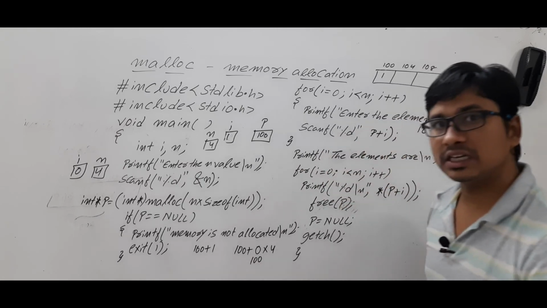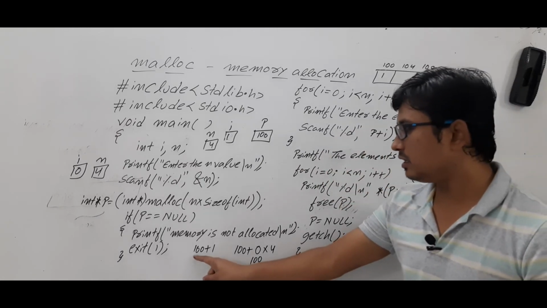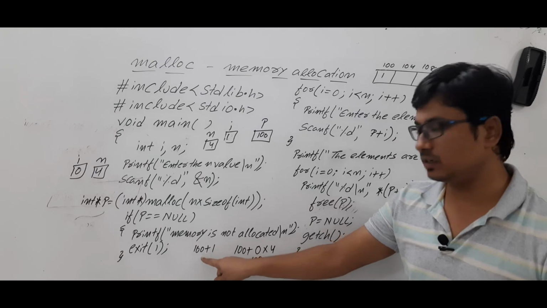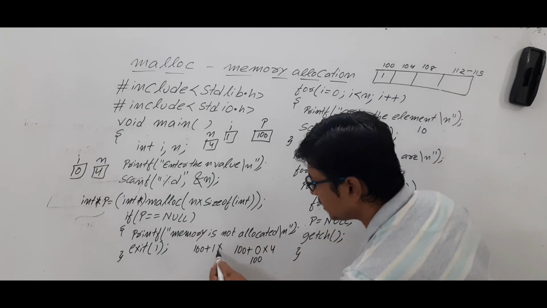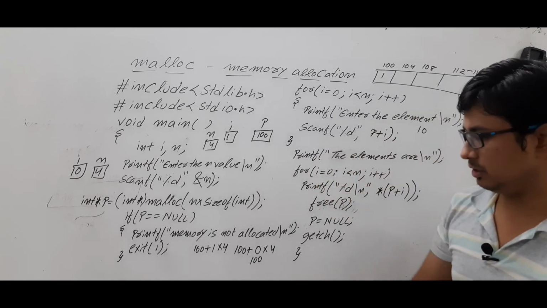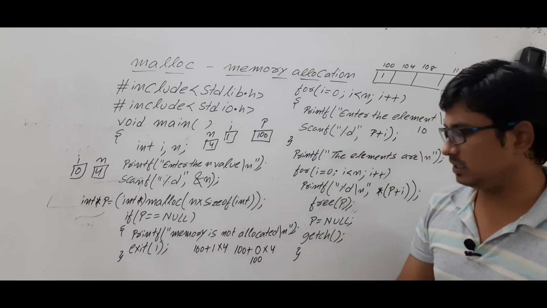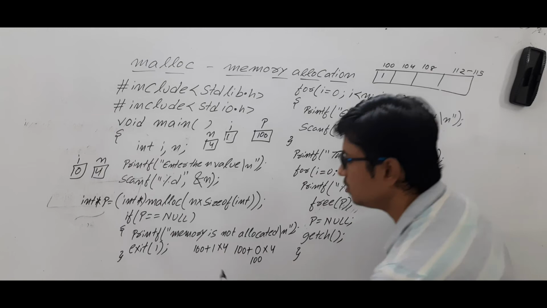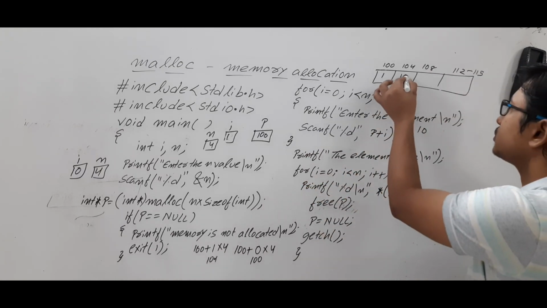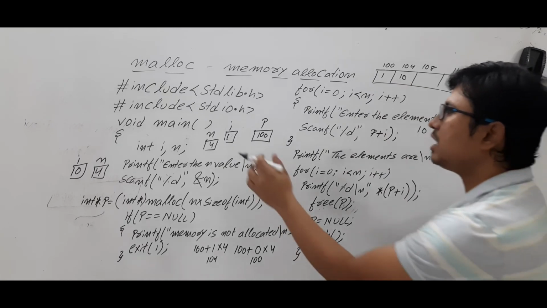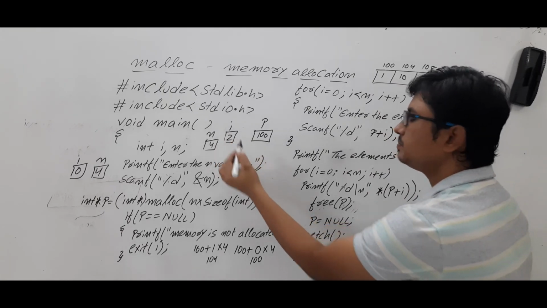So don't think that it will be 101. It is 100 plus 1, where 100 is an address. Whenever you are adding to an address, you have to multiply this one with the size of the variable. As the size of the variable is an integer, which is 4 bytes, it will be 104. In the 104 location, you have to store this element. Then the I value will be incremented to 2.